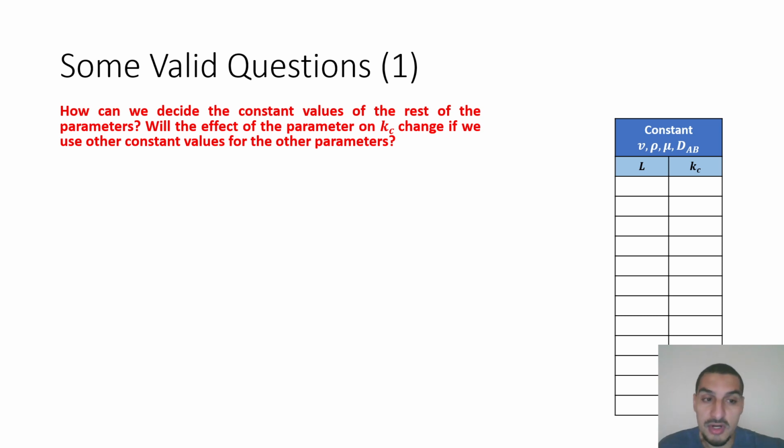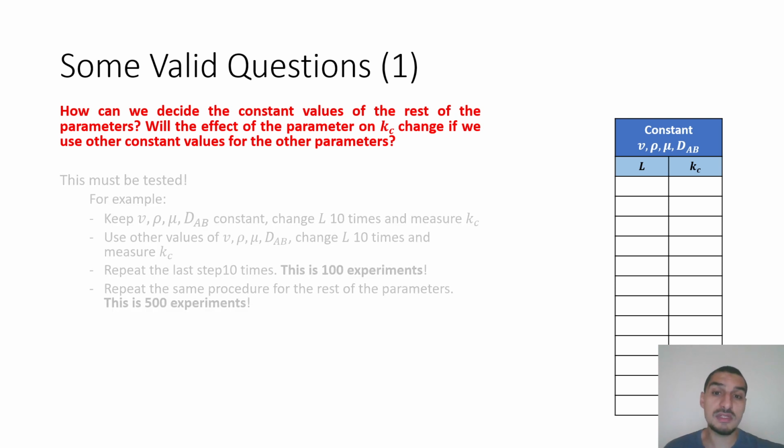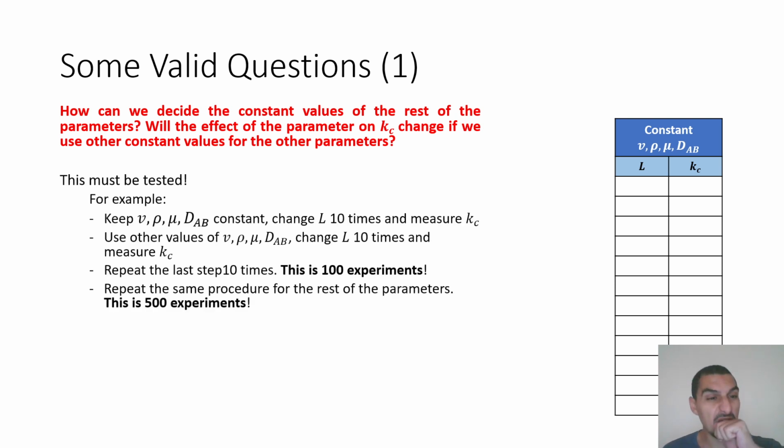So perhaps it's very probable that the values that you get in this table are produced in this way because the values of v, rho, mu, and d that you are keeping constant led to these numbers. So if you put in other values, this will have an effect on the mass transfer coefficient values, and that's why this is something that needs to be tested. So we have to take this into account.